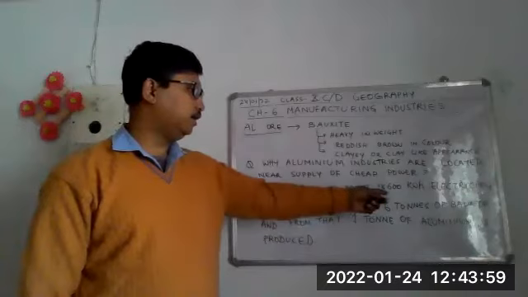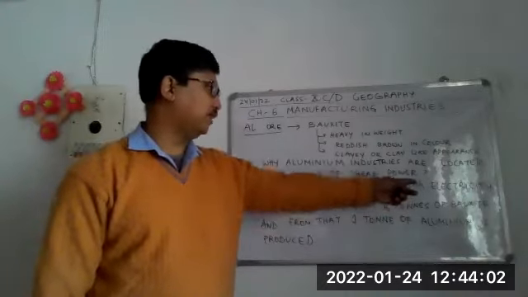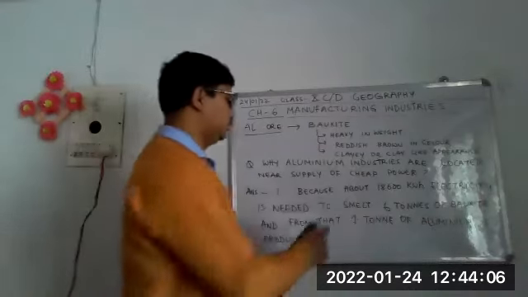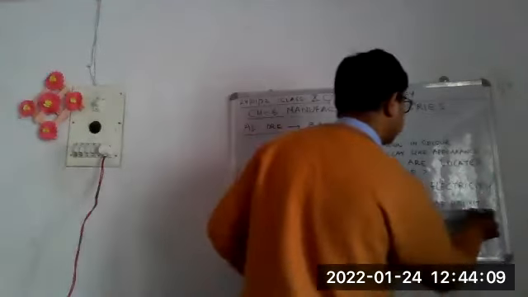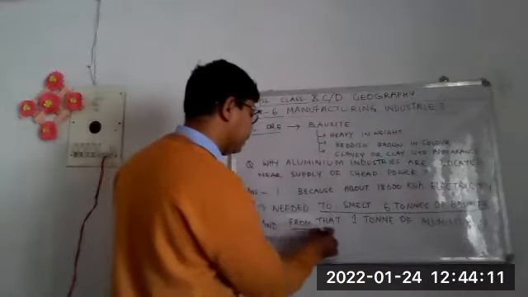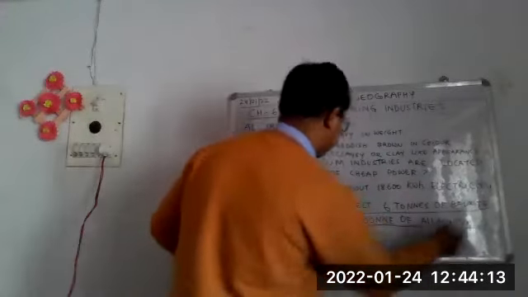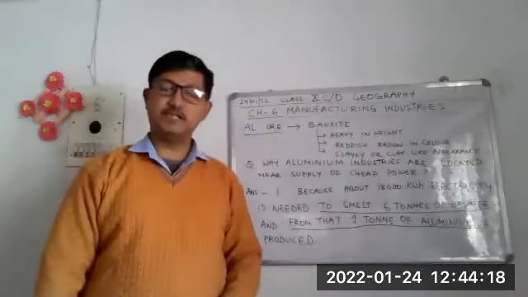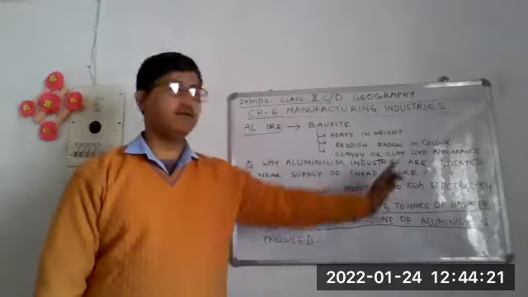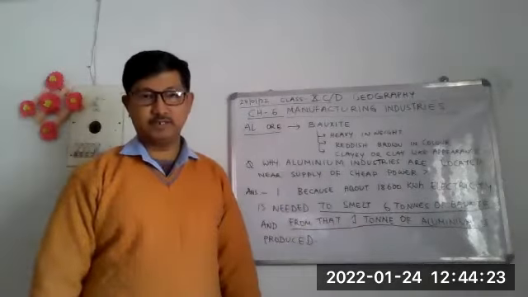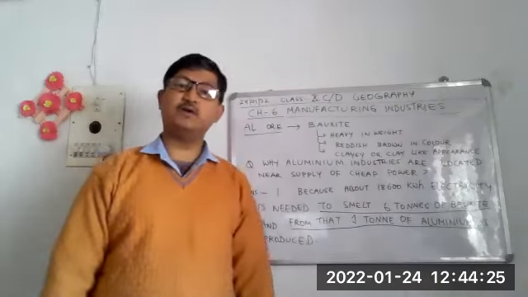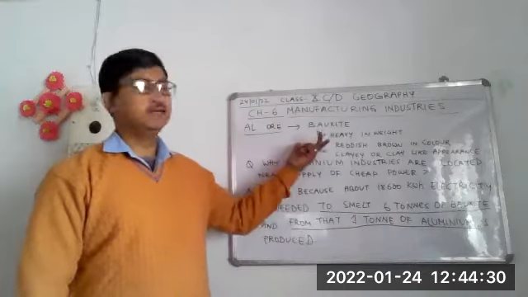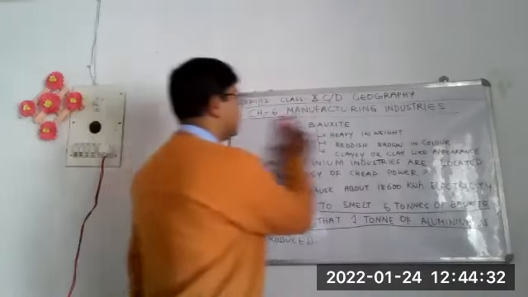Because about 18,600 kilowatt hour of electricity or energy is needed to smelt 6 tons of bauxite, and from that, 1 ton of aluminium is produced. So 1 ton of aluminium consumes 18,600 kilowatt hour of energy, and energy alone costs about 40 to 50% of the production cost. Hence, you can substantiate your answer.